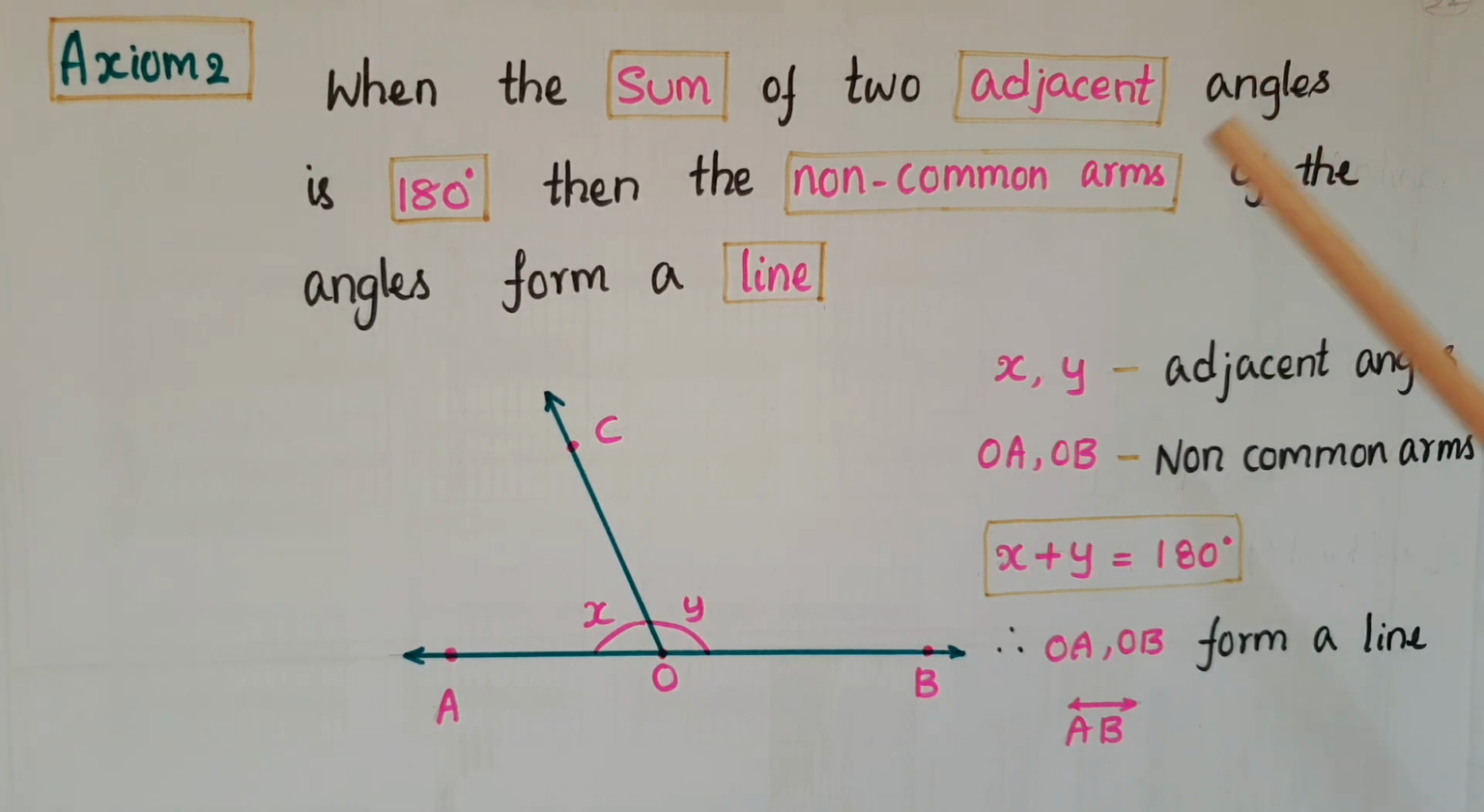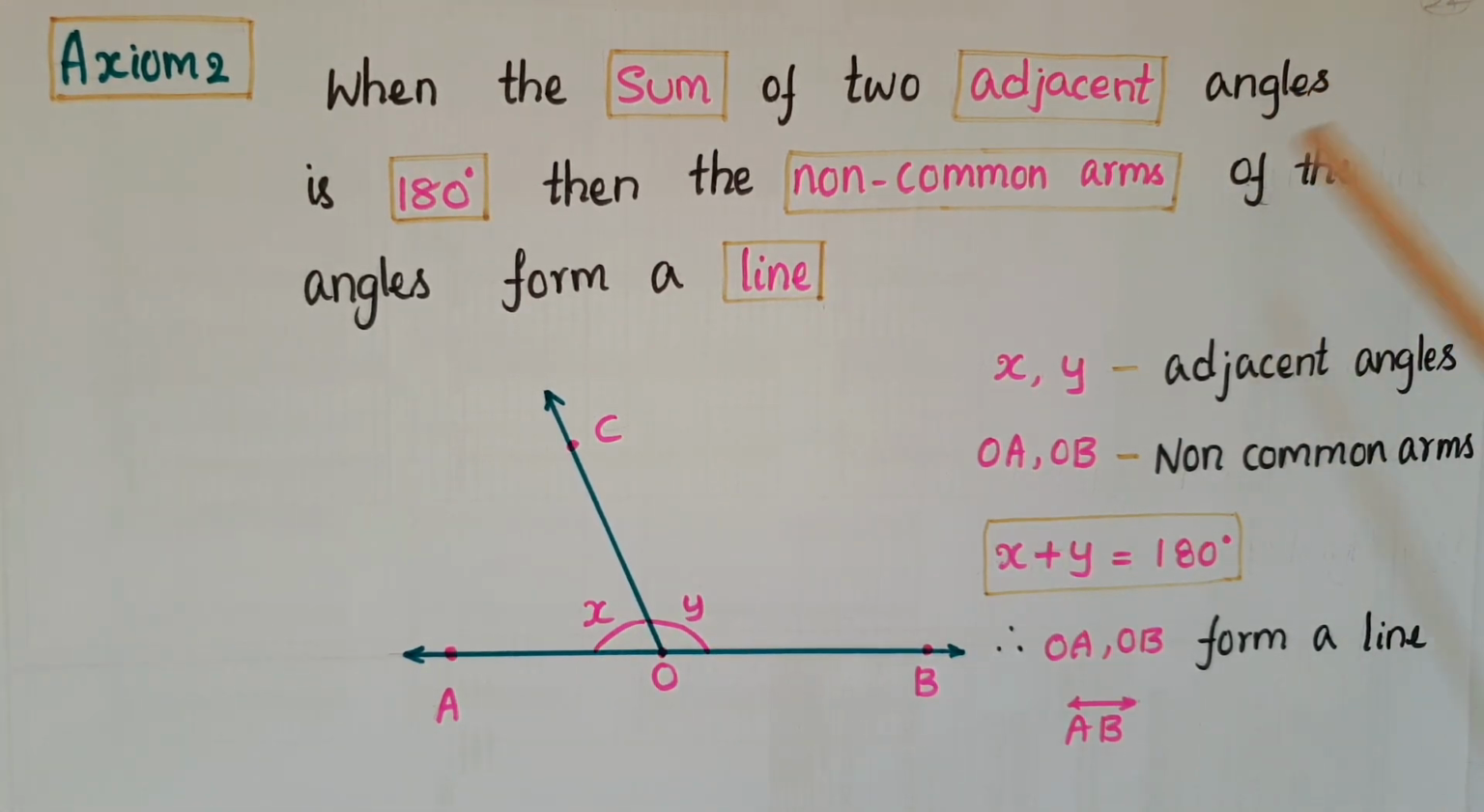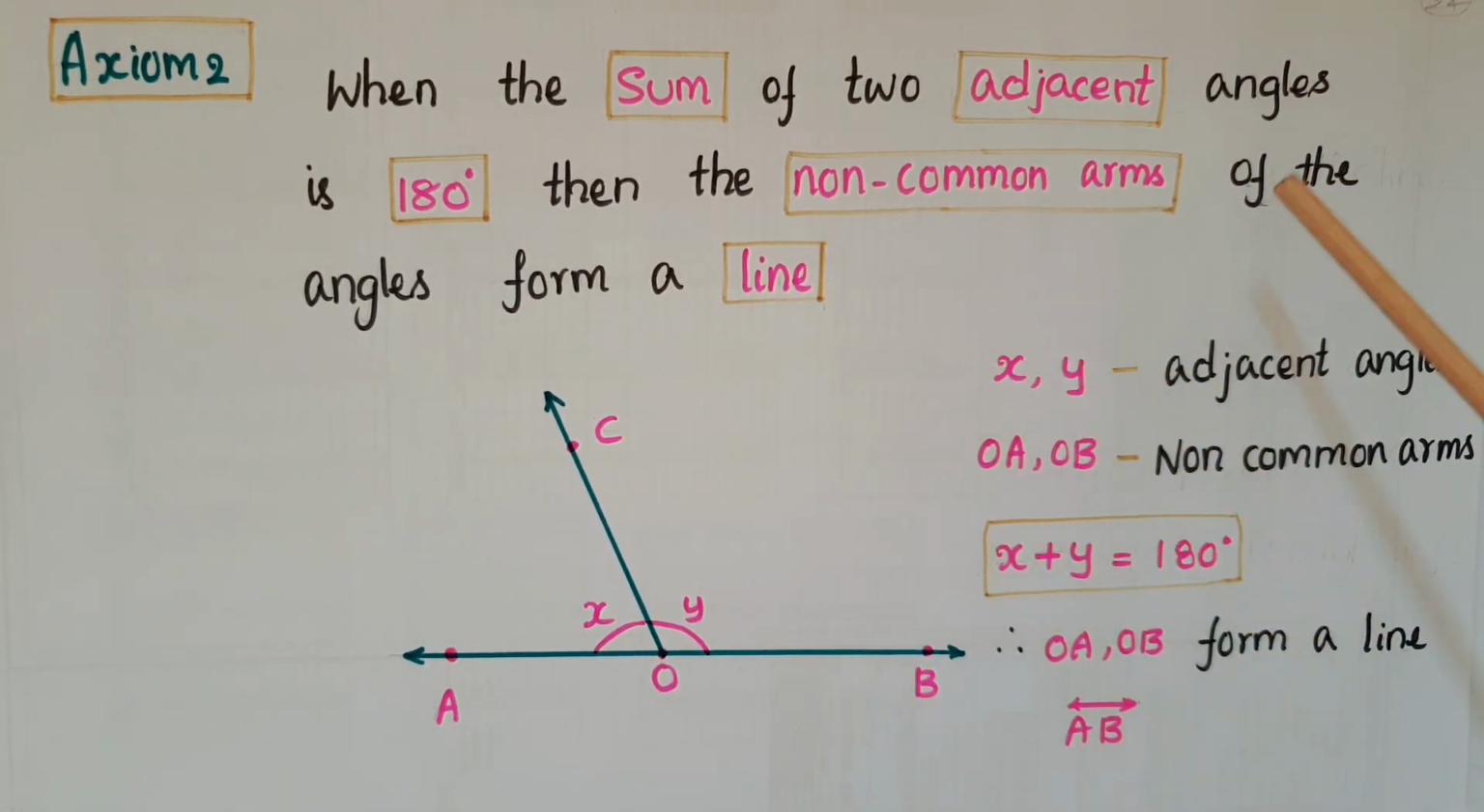This is axiom 2. When the sum of two adjacent angles is 180 degrees, then the non-common arms of the angles form a line. For example, x and y are adjacent angles and if x plus y is equal to 180 degrees, then here the non-common arms are OA and OB. So these form a line, that is AB.